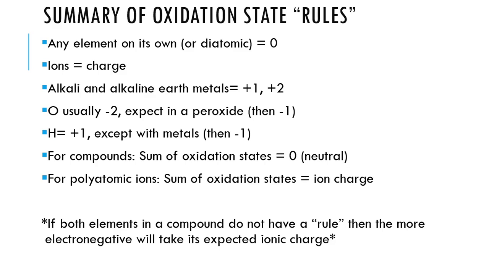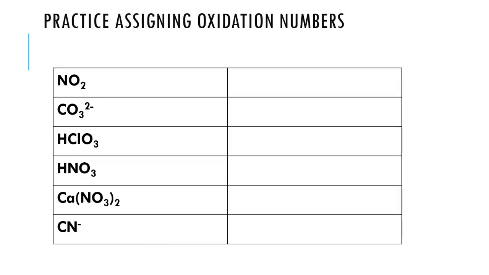And it's important to note, if both elements in a compound don't have a rule associated with them, then the more electronegative atom will take its expected ionic charge. And we'll see an example of that on the next slide. So let's go ahead and practice this.